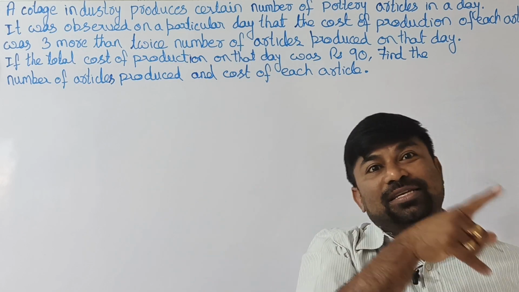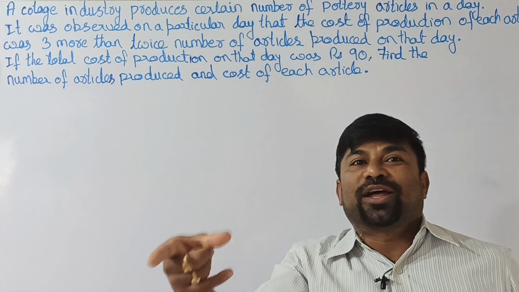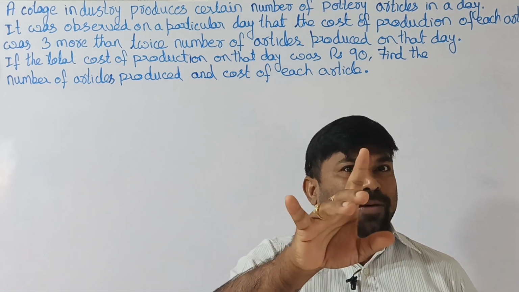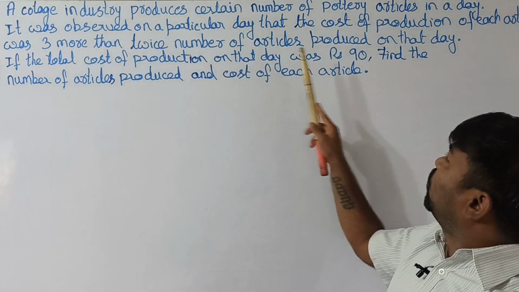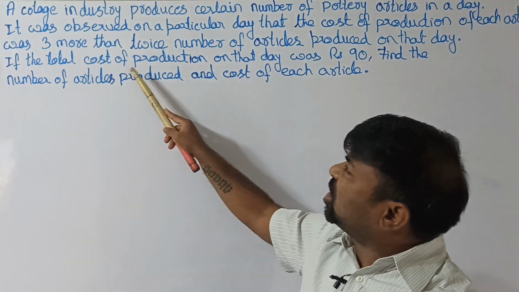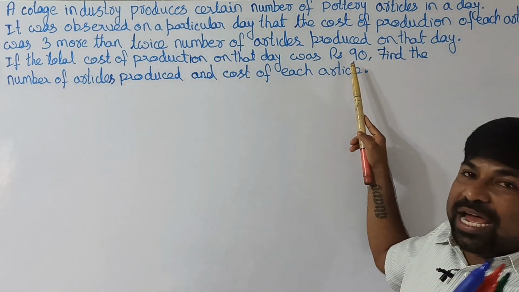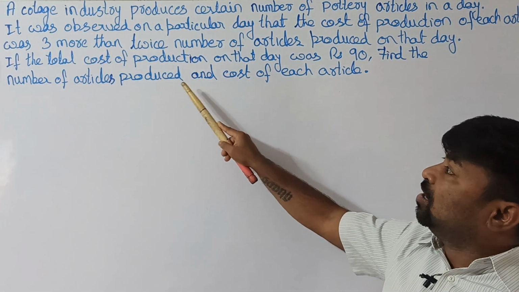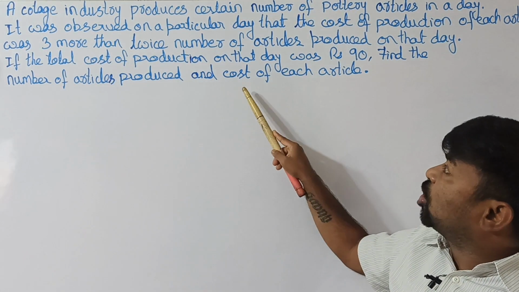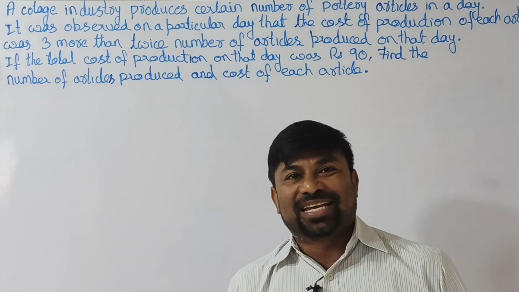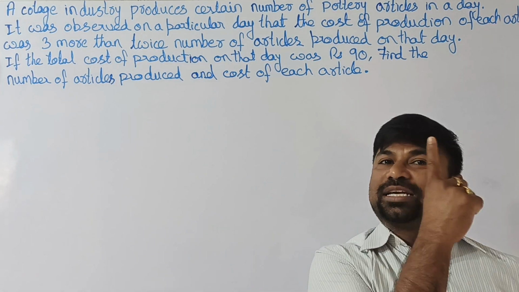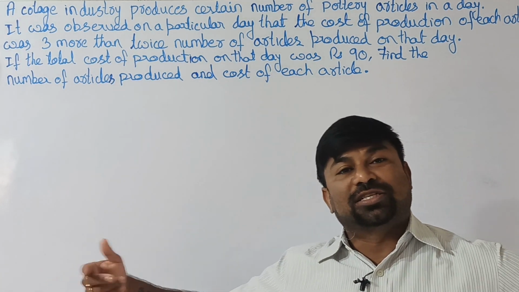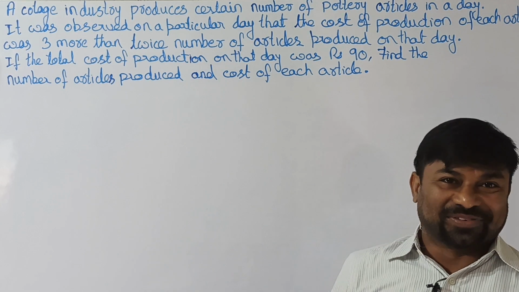So number of articles into cost of production of one article will be the cost of production for the total day. You will get back to that. I will explain you that. So that's what he says. If the cost of production on the day was rupees 90, now what is he asking? Find the number of articles produced and the cost of each article. He is asking us to figure it out: what is the cost of each article and how many such articles you produced? These are the two things he is asking us to find.